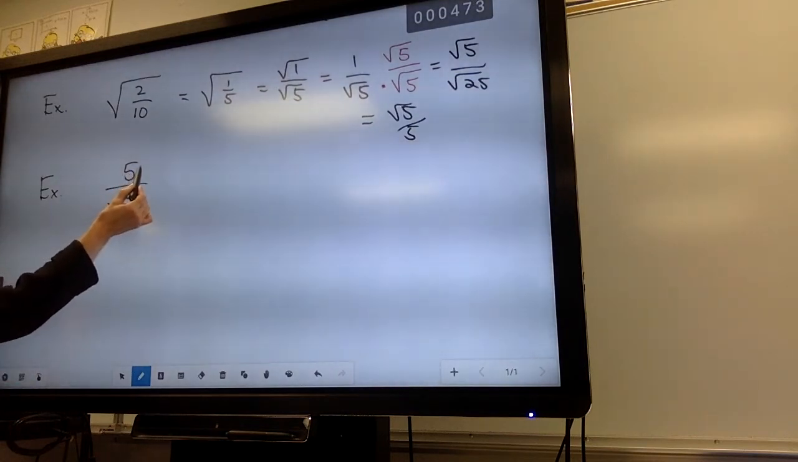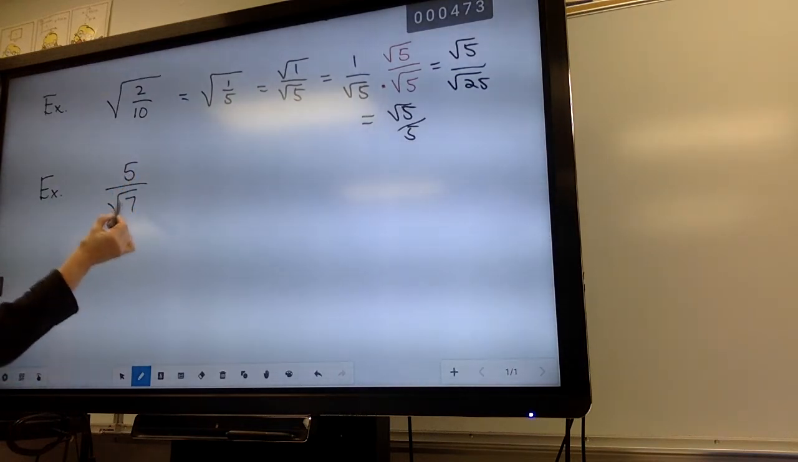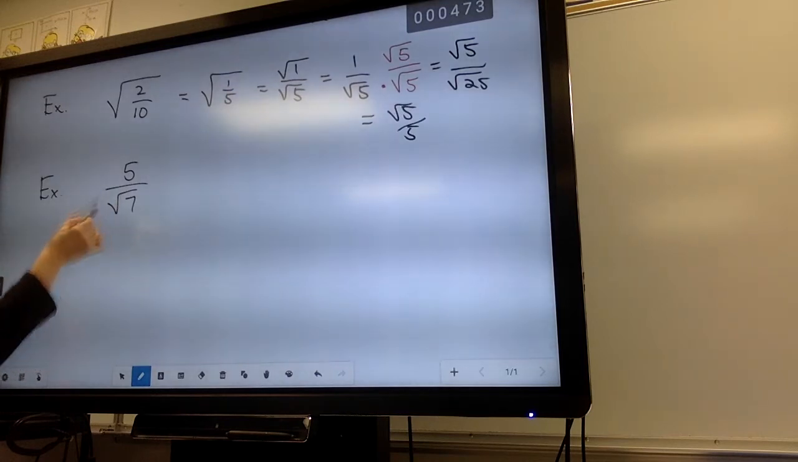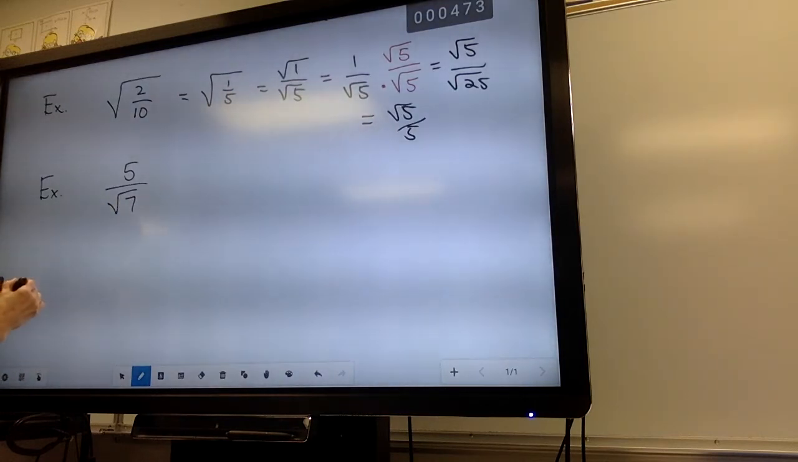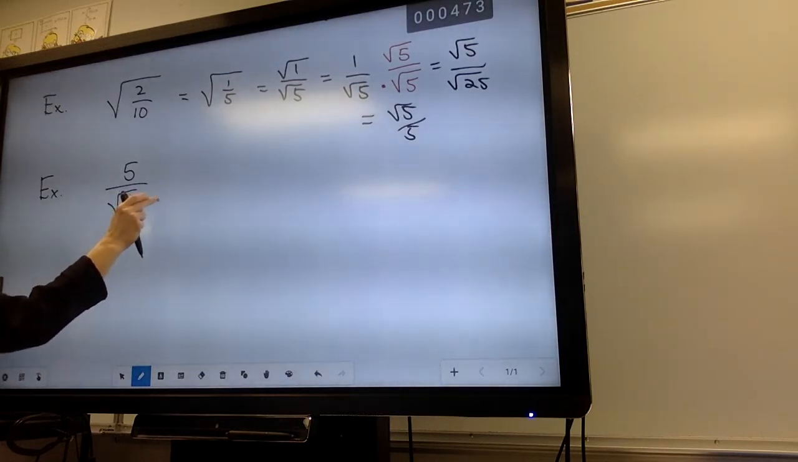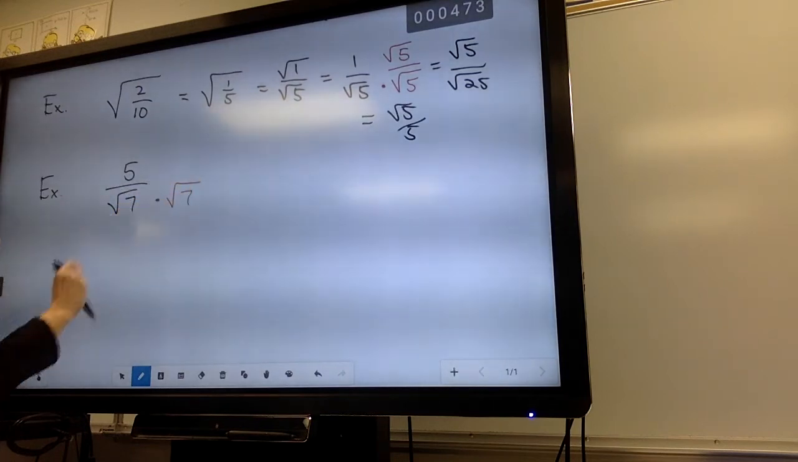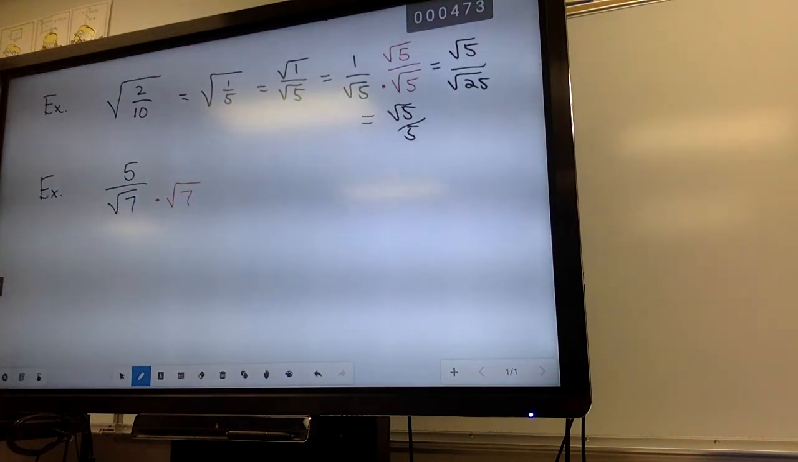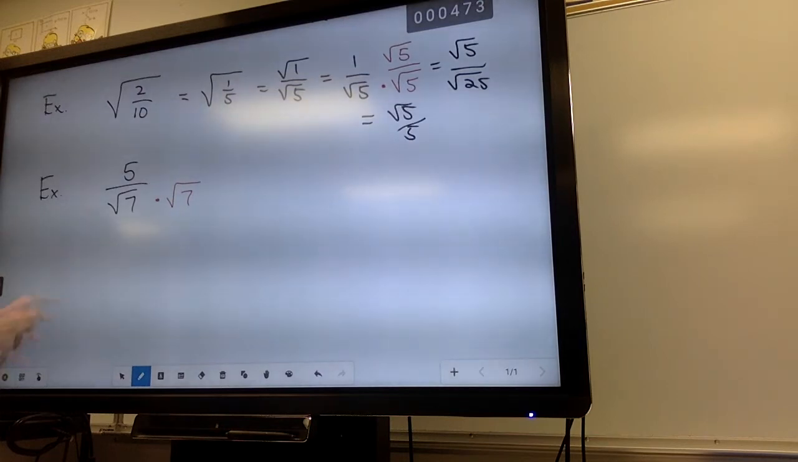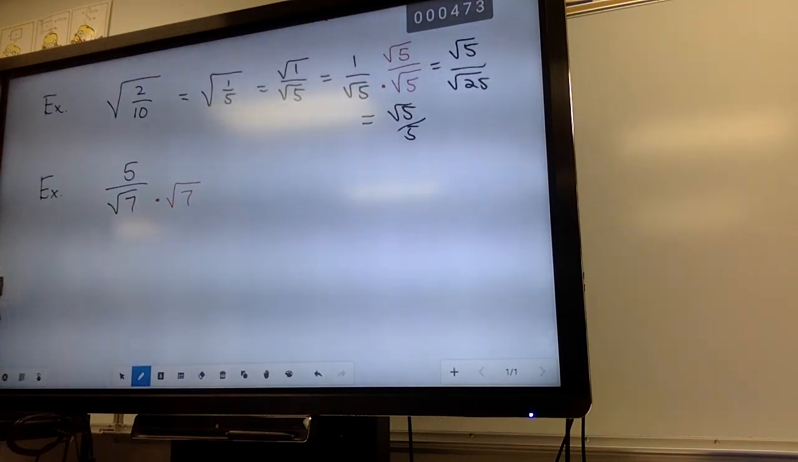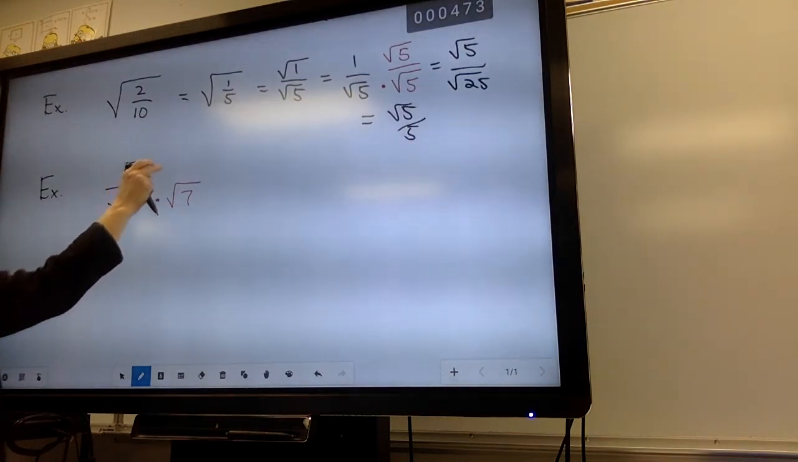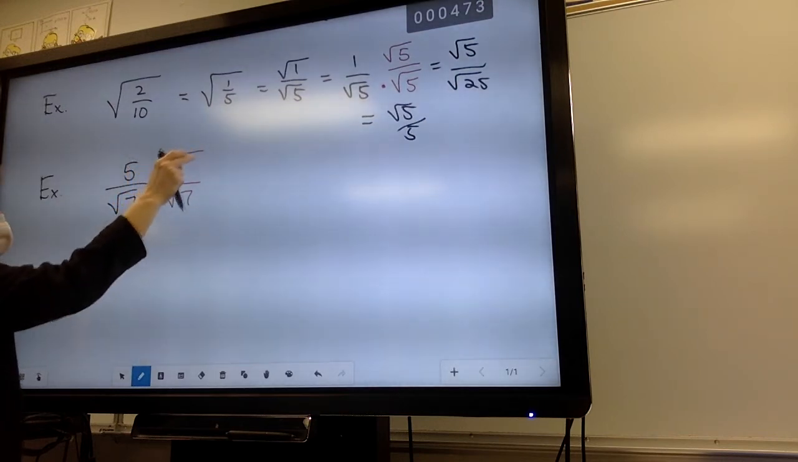Okay? Can't simplify the square root of 7. It's prime, but I can't leave a radical in the bottom, so I have to take care of that. I'm going to multiply by itself. I'm going to take it times the square root of 7. That way there'll now be 2 of those 7s in the bottom. If I do that to the denominator, I have to do the same thing to the numerator.